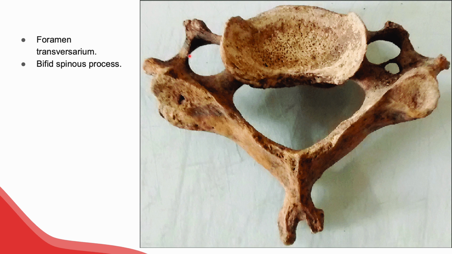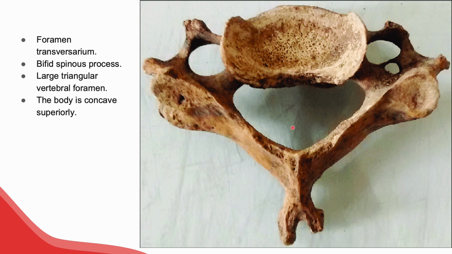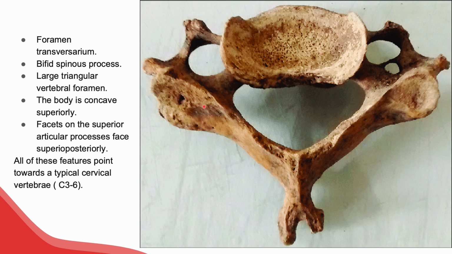So the foramen transversarium, bifid spinous process, a large triangular vertebral foramen. The body is concave superiorly, and if you have a sharp eye, you can see that the facets on the superior articular process face superior posteriorly. So all these features point toward the typical cervical vertebra.